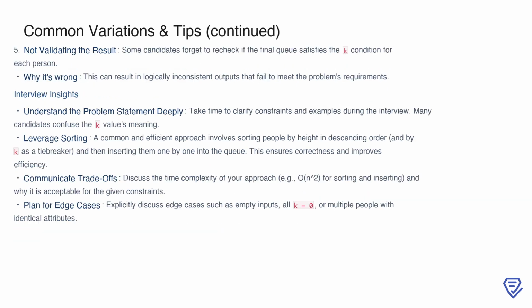Another common issue is failing to validate the final result. Some solutions construct the queue but forget to verify if the k condition is satisfied for each person. This can produce outputs that may appear correct at first glance but actually violate the problem's requirements.